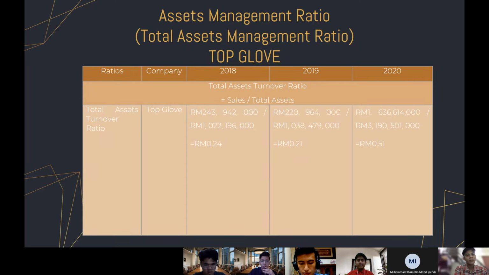Next, we move to Top Glove. As you can see, from 2018 to 2020, the total asset turnover ratio is between 0.21 as the lowest and 0.51 as the highest. It is not a high ratio for total asset turnover, but 2020 is the highest ratio, which means the company generated revenue from its assets more efficiently than in 2018 and 2019. 2019 had the lowest ratio, which indicates that the company is not using its assets efficiently and may have internal problems.